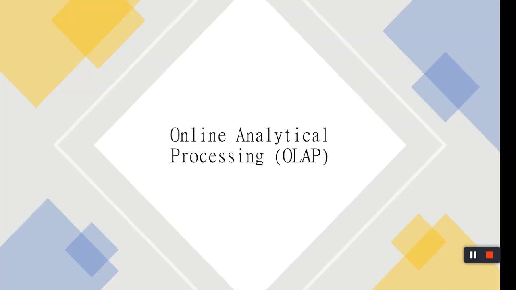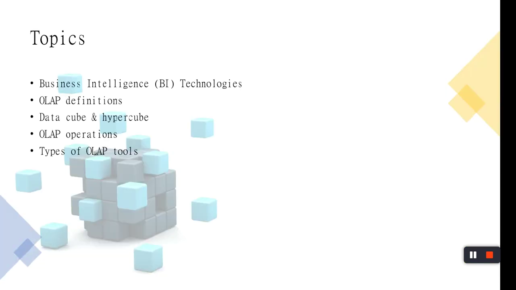So again, OLAP stands for Online Analytical Processing. So O for on, then L for line, then analytical processing. So here are the things that we are going to discuss for OLAP. So we have business intelligence or BI technologies, and then we will be defining what is OLAP, and we are also going to learn what is a data cube and what is a hypercube. And then we are going to familiarize ourselves with the OLAP operations, and then we will get to know the types of OLAP tools.